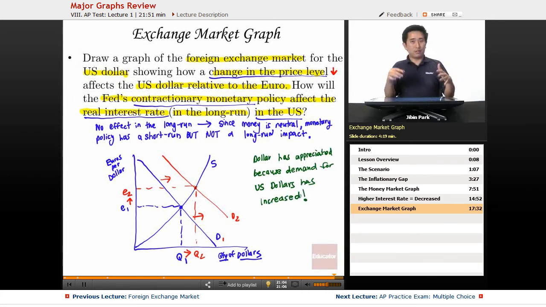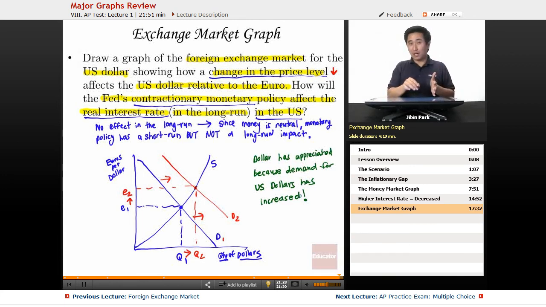So hopefully being able to see how you tie the aggregate demand graph to the money market graph, how you tie that to the exchange rate graph, hopefully that makes sense. So a lot of these FRQ problems are going to rely not on just knowledge of one graph, but being able to see the connection between the two. So it's more important to understand the reasoning and the logic and the flow.